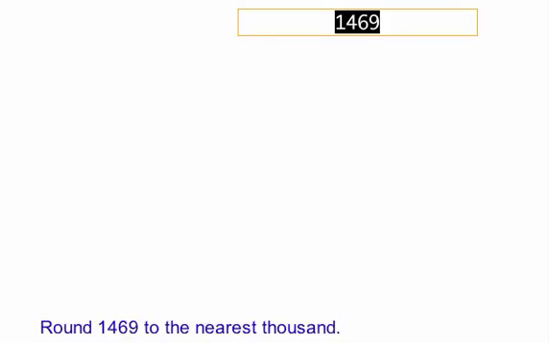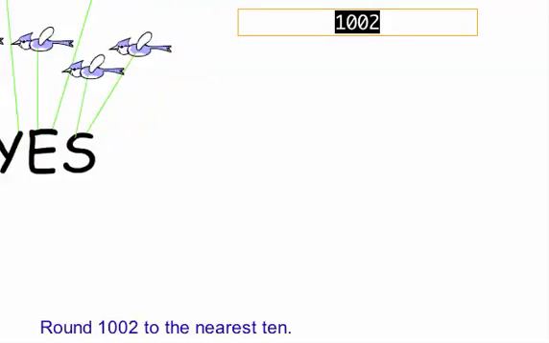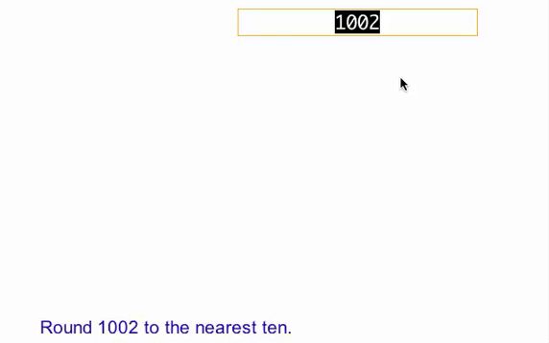Okay, round 1,469 to the nearest thousand. So the hundreds tells the tale. So the 4 tells us it's lower than 5, so it tells us to round down. So the 1 stays the same, everything else after becomes zeros. All right, round 1002 to the nearest 10. This is nearest 10. The 2 tells us to round down, so 0, 0.